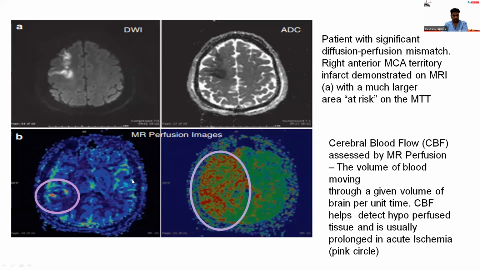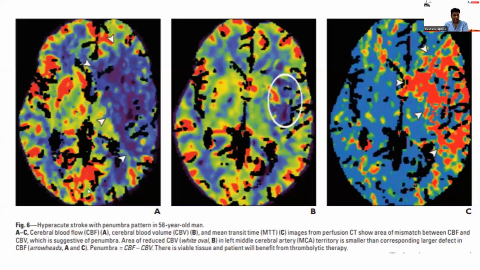So this is a diffusion image where you can see there is a small infarct core, and this is a large area, which is the penumbra. This is a hyperacute stroke pattern with penumbra of a 69-year-old male. This is the cerebral blood flow, and this is the cerebral blood volume. Penumbra is the cerebral blood flow minus cerebral blood volume. So this area should be preserved by giving thrombolysis.